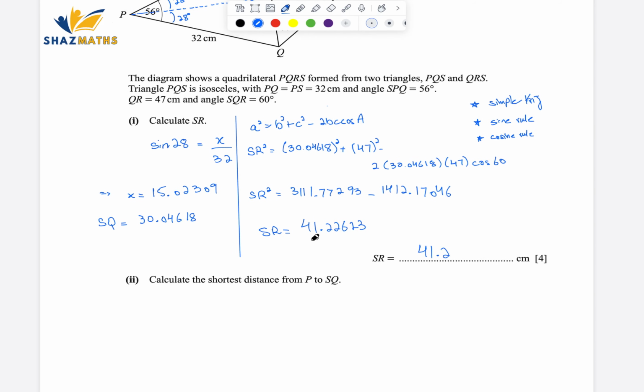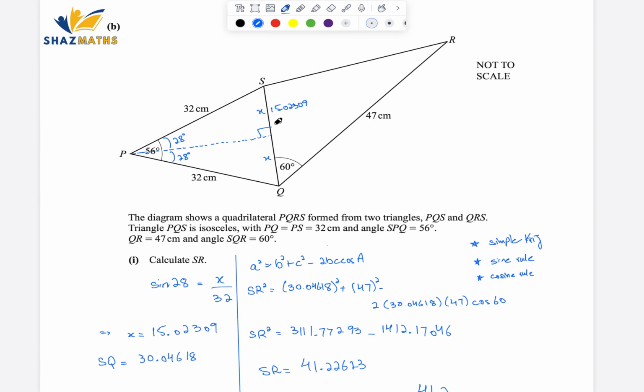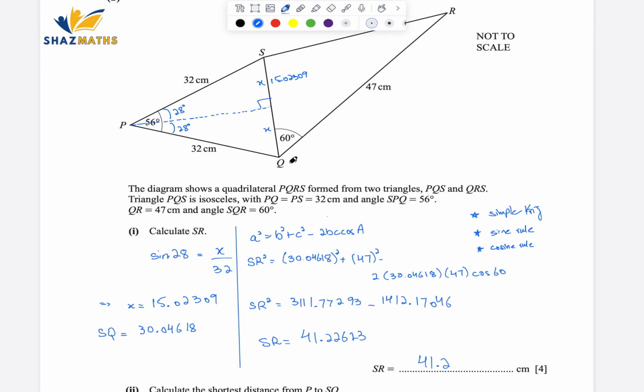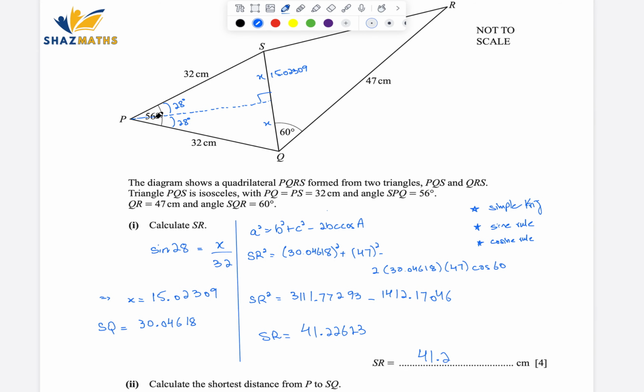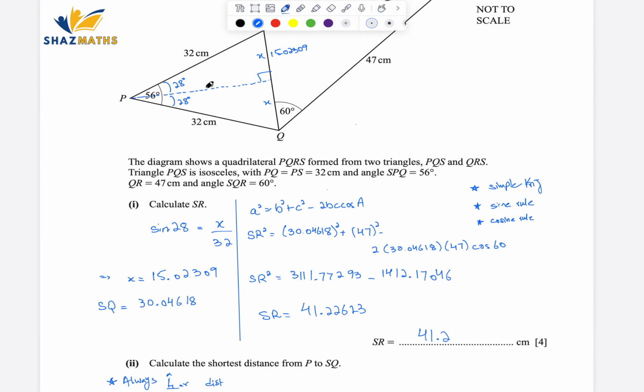Calculate the shortest distance from P to SQ. Let's mark it first. So P to SQ. Okay, we have already used that one, so let's copy it down, because we haven't found it out. We marked that one, but we haven't found it out. Shortest distance, remember, is always the perpendicular distance, always. So just writing it for you guys, always perpendicular distance. So what we have to find out is this one, what we marked, let's call that y.